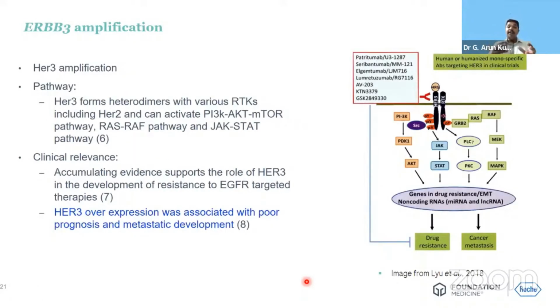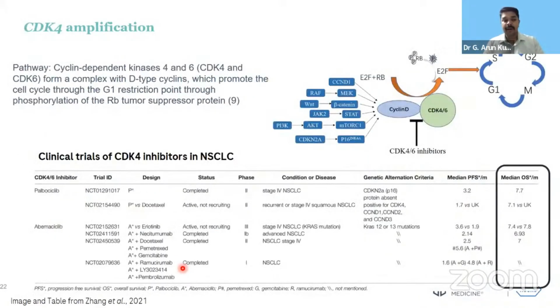The third one was the HER3 amplification. Sorry for interrupting. Kindly conclude your talk, please. Yeah. So HER3 amplification was also identified, which is associated with poor prognosis and metastasis development.